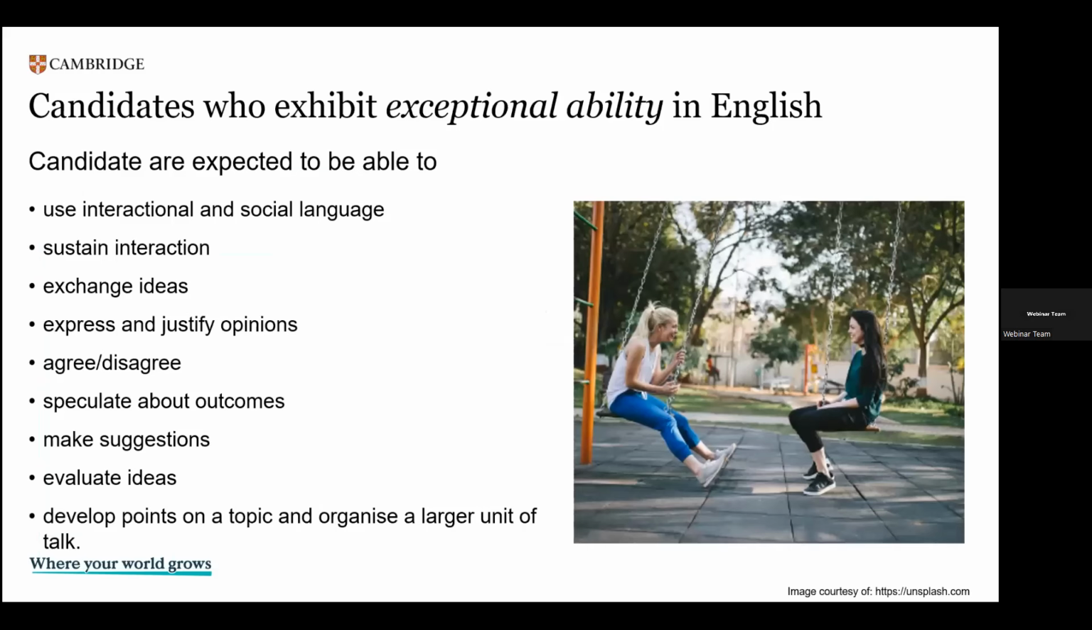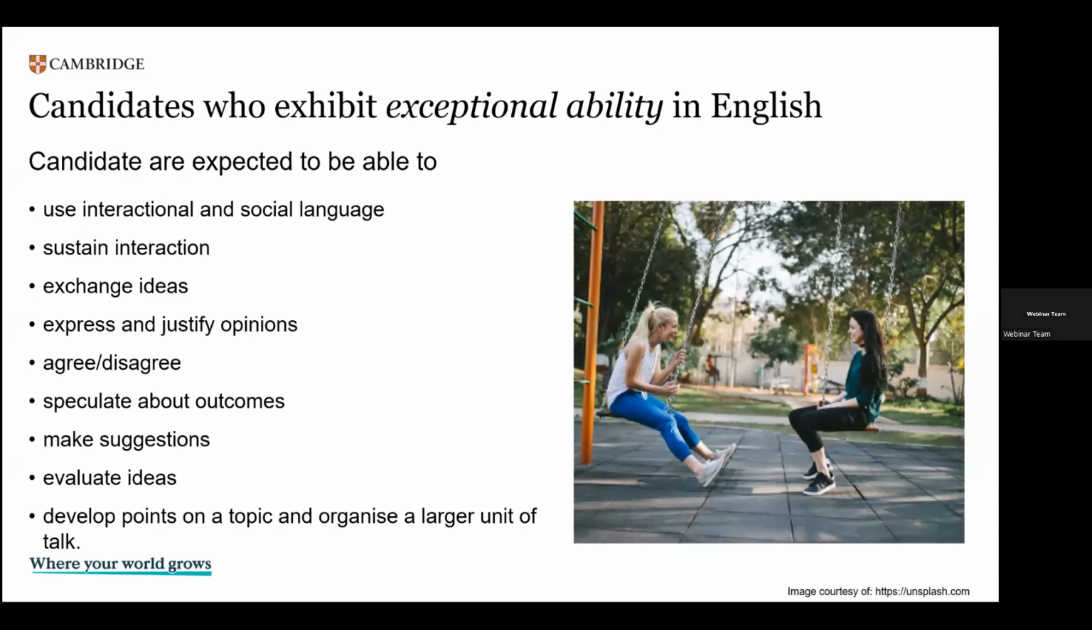So what do we have to do? We have to be able to use social language because we're talking about ourselves, and also interactional language because we are trying to work with another person. So we're taking turns, we're initiating, responding, and we are generally working together and using language to work together through an idea. Okay, you have to exchange ideas, but you also have to express your opinions, but also justify them, and also comment on your partner's ideas. You really do need to work together and make it a clear conversation.